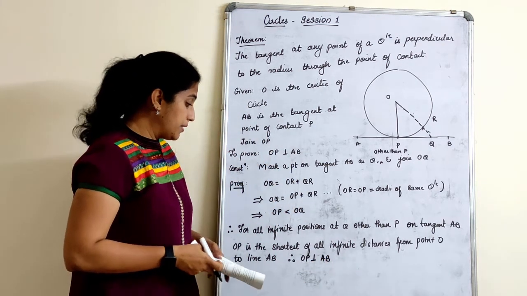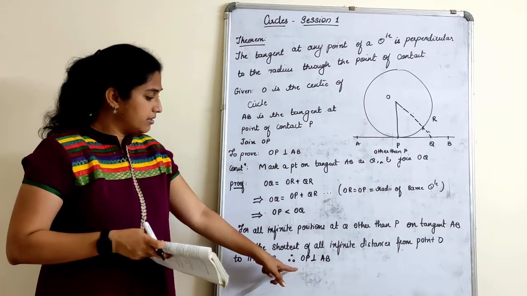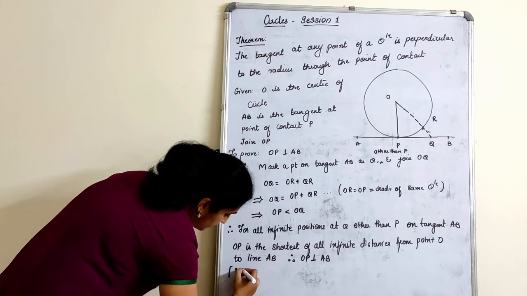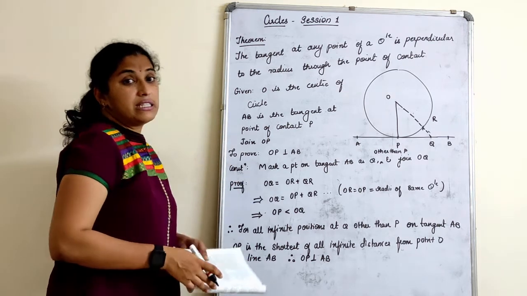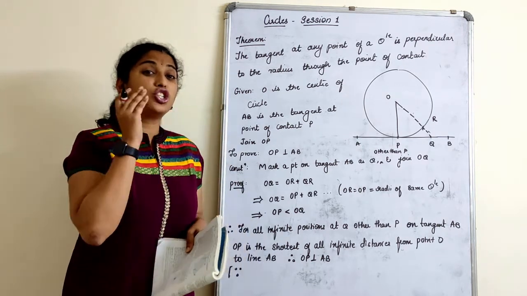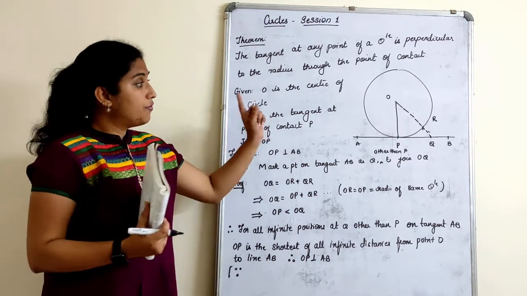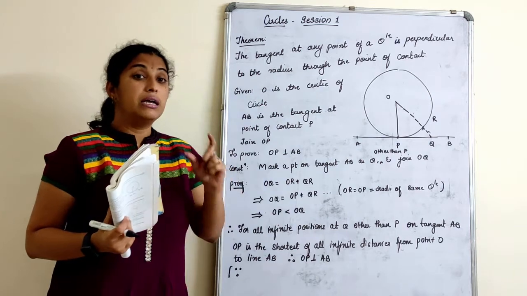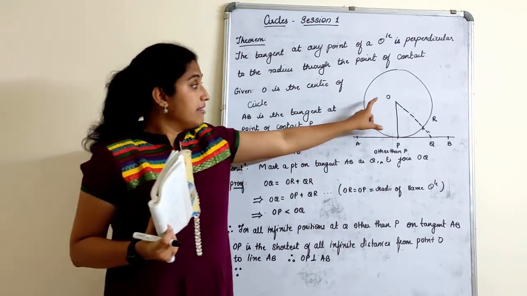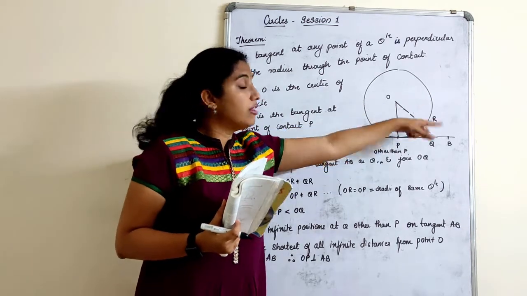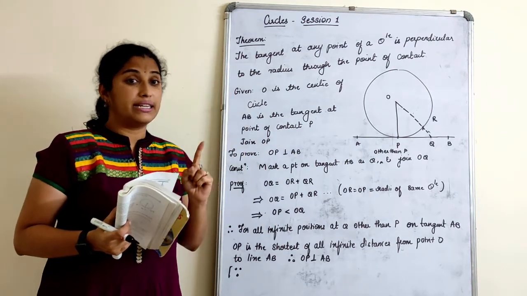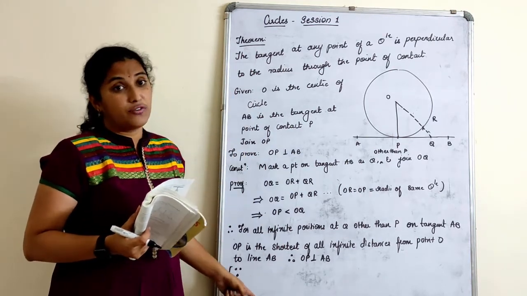This is only because, how did I write this, OP perpendicular to AB? Reason? What will be the reason? The perpendicular is the shortest distance from all whatever infinite positions, whatever we draw, the perpendicular distance is the shortest length of all the line segments given in the triangle, always. That is what you have proved in 9th standard. It's the same thing we are proving.